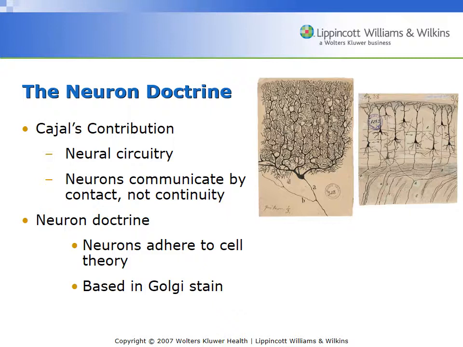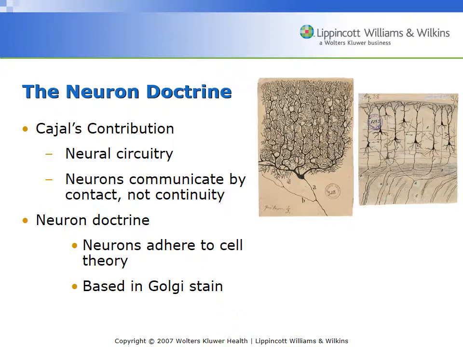So the idea of the cell theory, that basically cell theory states that all living things are composed of cells. These could be multicellular or single cell organisms. They are the basic units of life, and so on and so forth. So he argued that the nervous system also adheres to this cellular theory. And that interpretation is now known as the neuron doctrine.